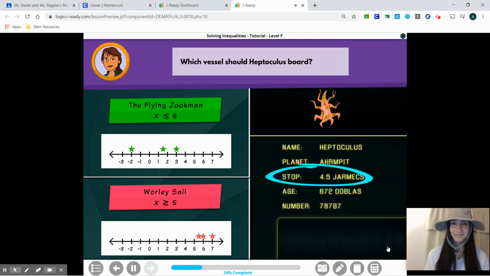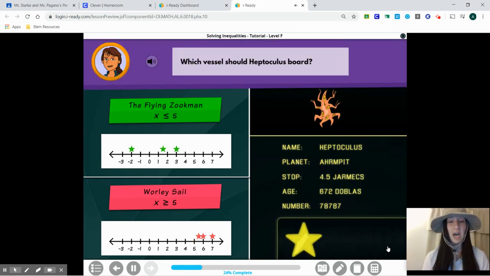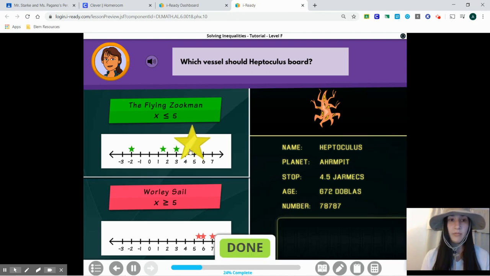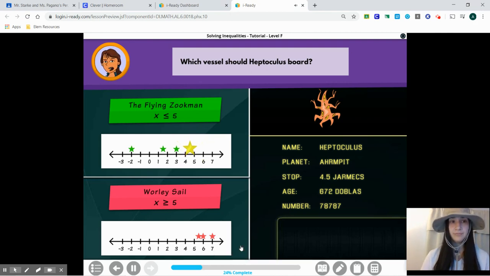Don't forget about Heptoculus. What a name. Okay, 4.5. That number is less than 5. Less than 5 goes up here on the Flying Zookman, right in between 4 and 5. That's right. 4.5 is less than 5. Teamwork makes the dream work.